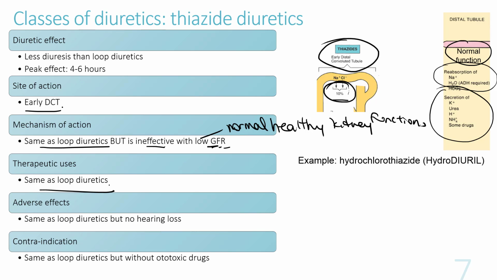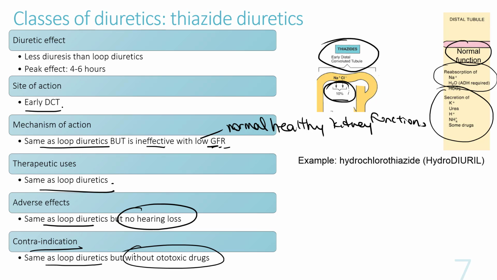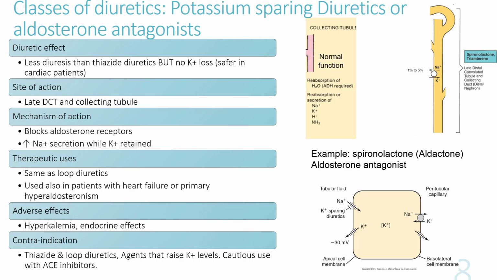Therapeutic uses, same as loop diuretics. Adverse effects, same as loop diuretics, but there's no hearing loss. There's no ototoxicity. So contraindications are the same as loop diuretics, but without the contraindication with other ototoxic drugs. So again, thiazide diuretics are very similar to loop diuretics with a couple of exceptions, right? No ototoxicity, and they need to be used in people with normal or fairly healthy kidney function because they can't be used when the glomerular filtration rate is low.